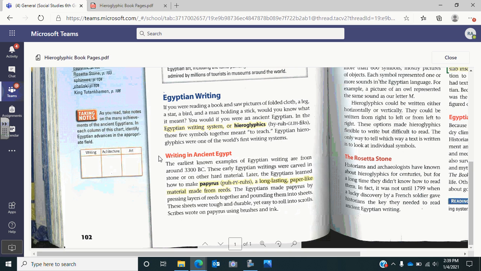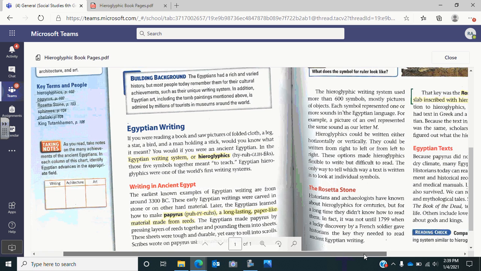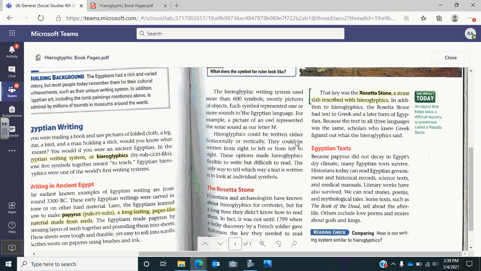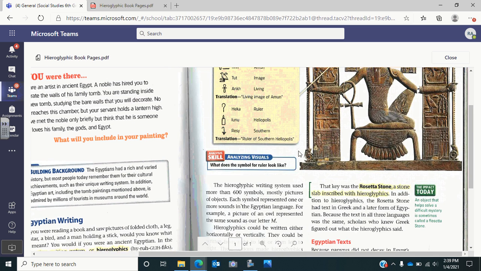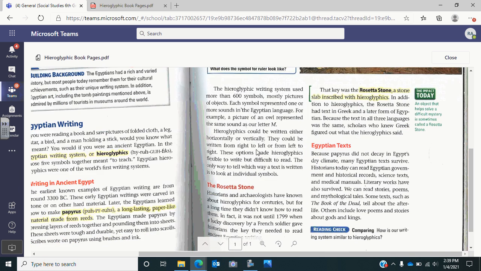Scribes, or professional writers, wrote on papyrus using brushes and ink. So they didn't have pencils or pens, so they'd have to use paintbrushes, dip them in ink, and then write on the papyrus paper. So now we're going over here. If you need to scoot it over, you can just scroll on over. So up here you can see some examples of what their hieroglyphic writing was like. Like they said earlier, they wrote on stone, did different pictures on stone. The hieroglyphic writing system used more than 600 symbols, mostly pictures of objects.